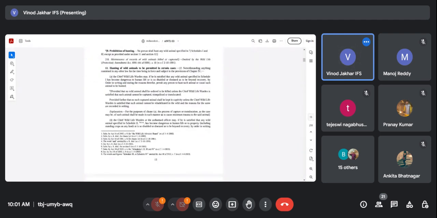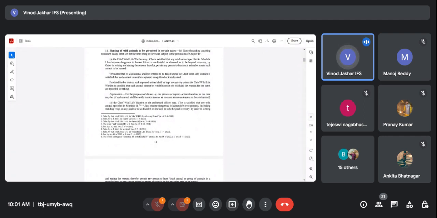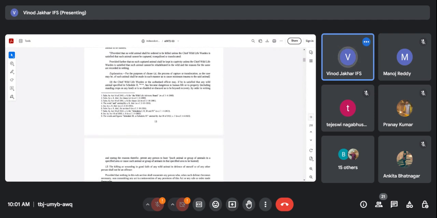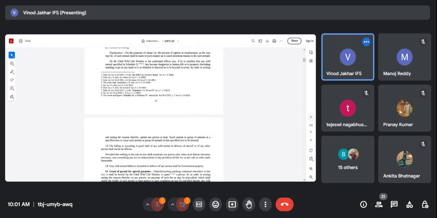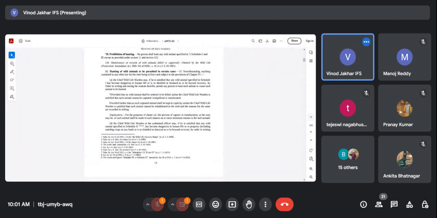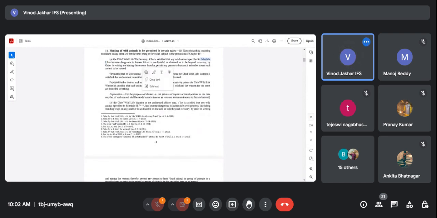Okay. Then Section 11(1)(b), clause B says, the chief wildlife warden or the authorized officer may, if he is satisfied that any wild animal specified in Schedule 2 has become dangerous to human life... Again, same provision. The only difference is, there it was Schedule 1, and here the difference is Schedule 2. So if it is a Schedule 1 animal, only the chief wildlife warden can give the order in writing. But if it is a Schedule 2 animal, the chief wildlife warden or his authorized officer can give the order in writing.